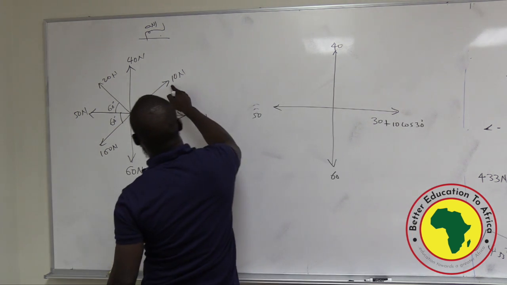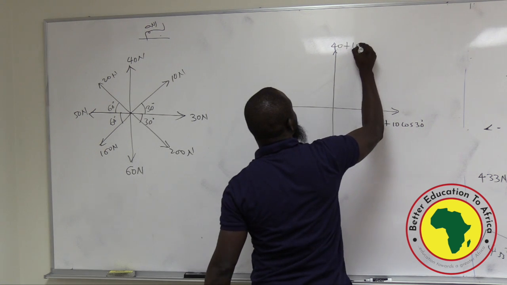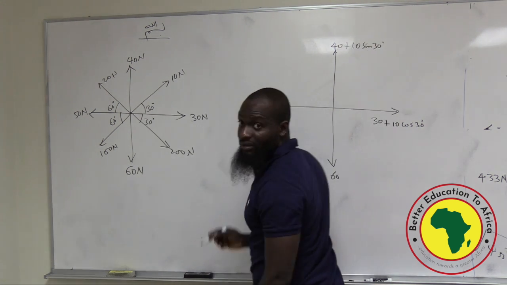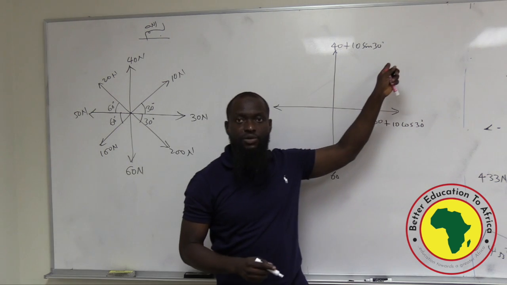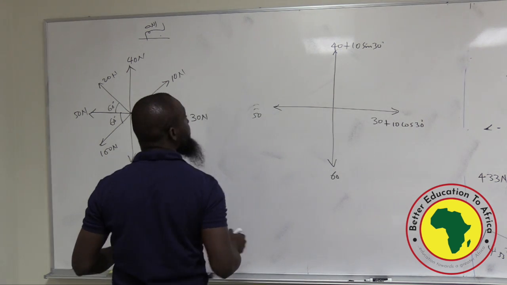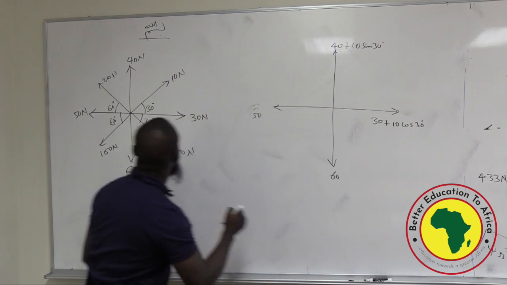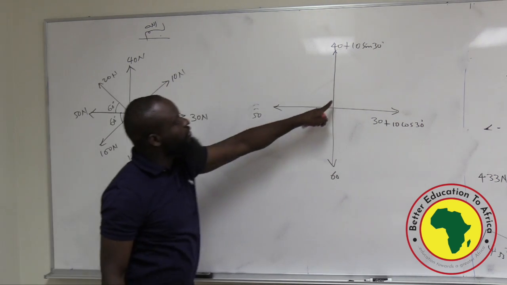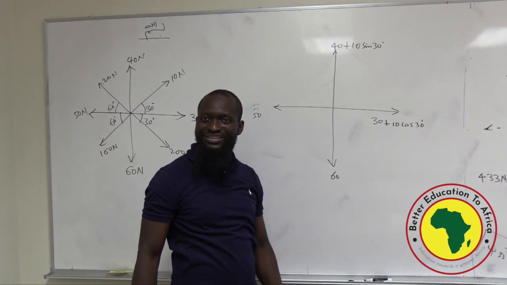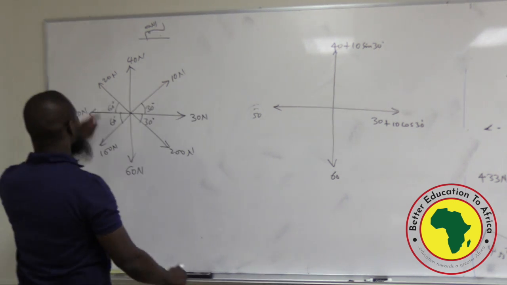And the y component is 10 sine 30 to add to 40. Okay? 10 sine 30 is the y component. 10 cosine 30 is the x component. And that force has disappeared. I cannot write it here anymore because I've gotten the x and y component. You see? I go to 20.